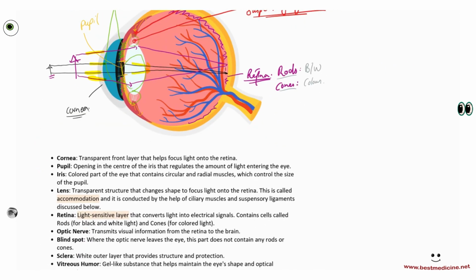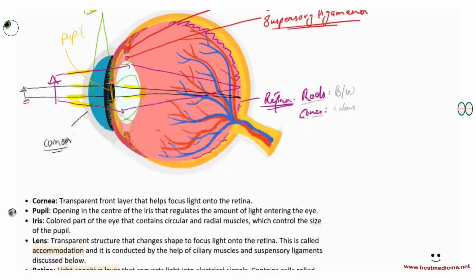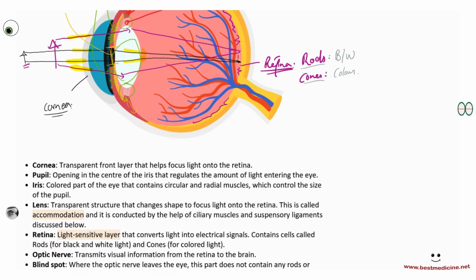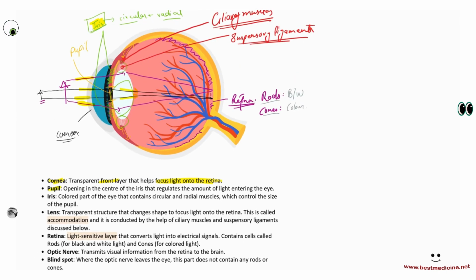So all of that is present in your neat notes, so let's have a look. So number one, we see the cornea, right? The cornea is the transparent front layer that helps focus light onto the retina by refracting it. Number two, we have the pupil. So the pupil is an opening in the center of the iris that regulates the amount of light entering the eye, right? The iris is the colored part of the eye that contains circular and radial muscles. And so these help dilate or constrict the pupil depending on the light availability. And we'll do more on this later in a bit.